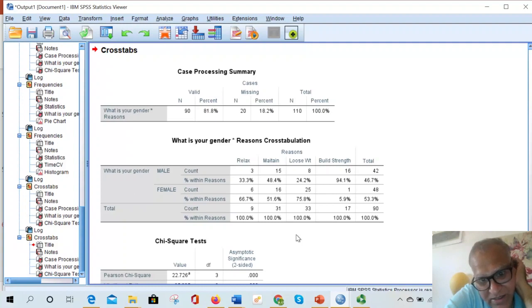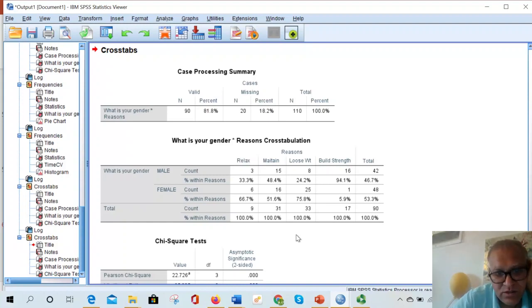33% male and 66% female said relaxation, so it looks like more females. Maintaining weight, again females are higher. Losing weight, quite a high difference, 24% male versus 55% female. On building strength, males are quite high, 94% versus 5% of females. But you don't comment that there's an association unless the test says.